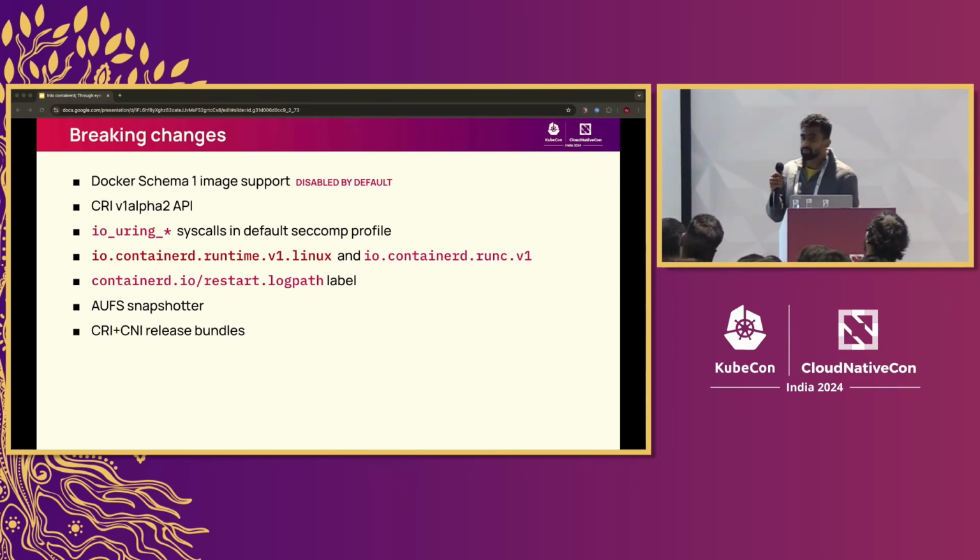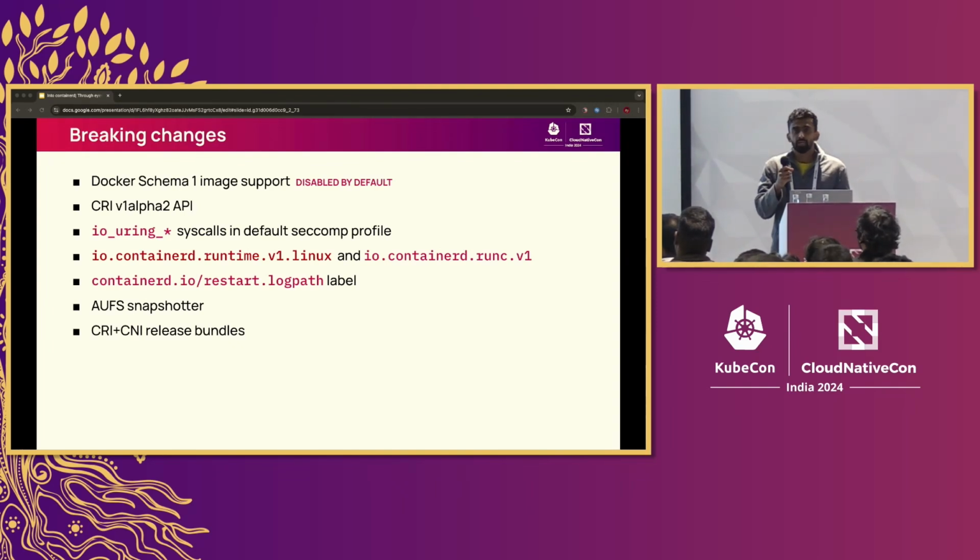Also, the AUFS snapshotter is now removed, and so is the CRI CNI release bundle. Earlier, Containerd used to release along with the Containerd binaries, and we used to package runC and also the CNI plugins that were needed for Containerd to work, but that was a maintenance burden. So now it's removed, and we recommend the versions to be used but don't ship them. The users can download whichever version they want and then use it.